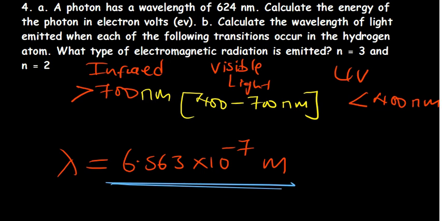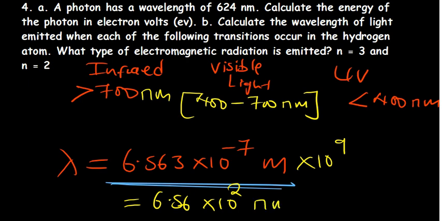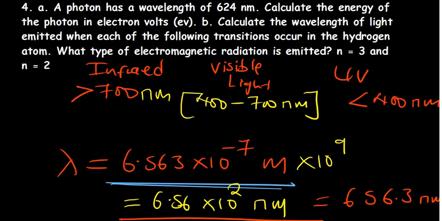So if I multiply by 10 to the power 9, the answer I'm getting is 6.56 times 10 to the power 2 nanometers. Assuming our calculations are okay, if we write it in normal form, we have a value of about 656.3 nanometers. This value is between 400 and 700, so we would conclude this is visible light. That's what we would say.